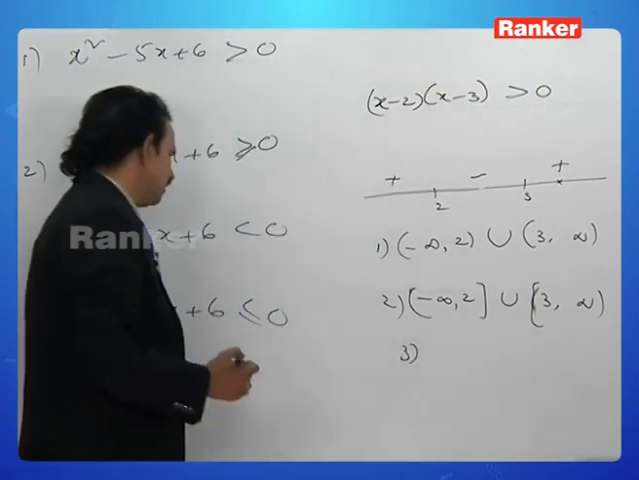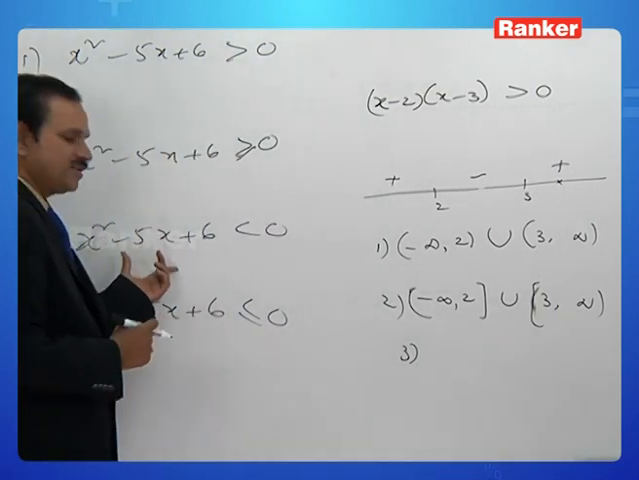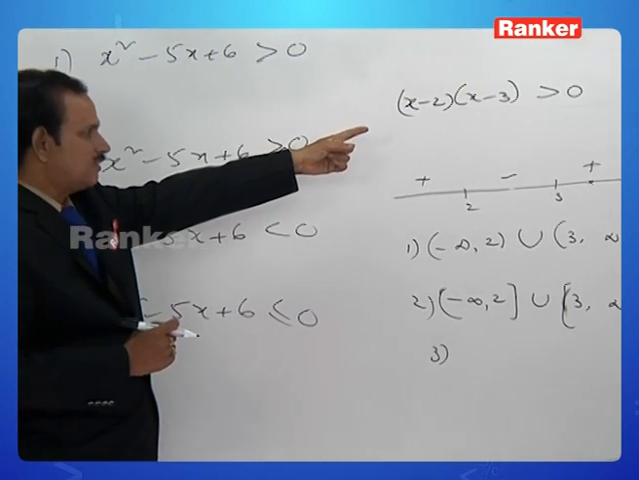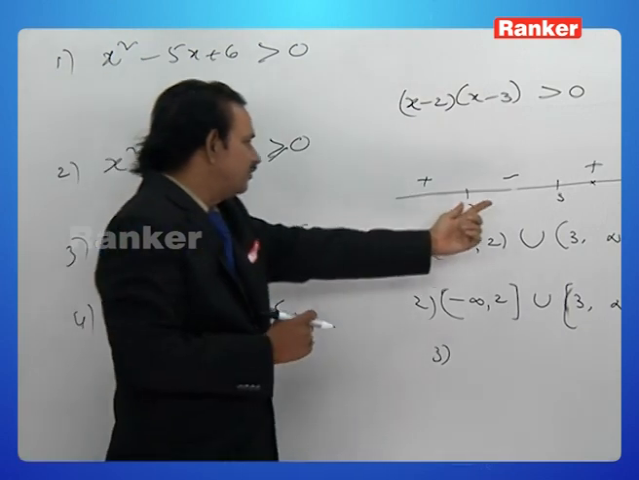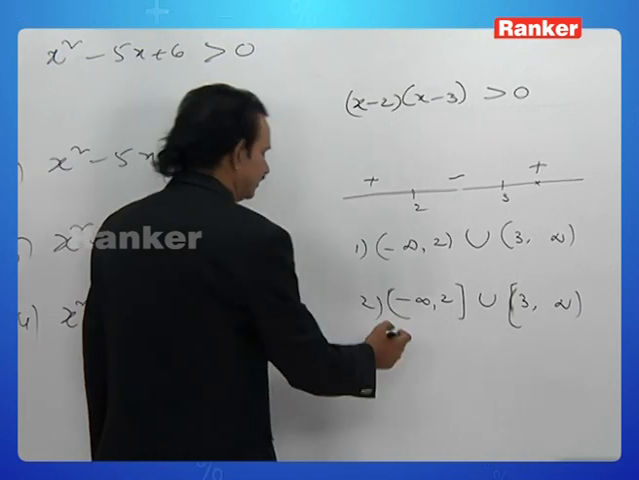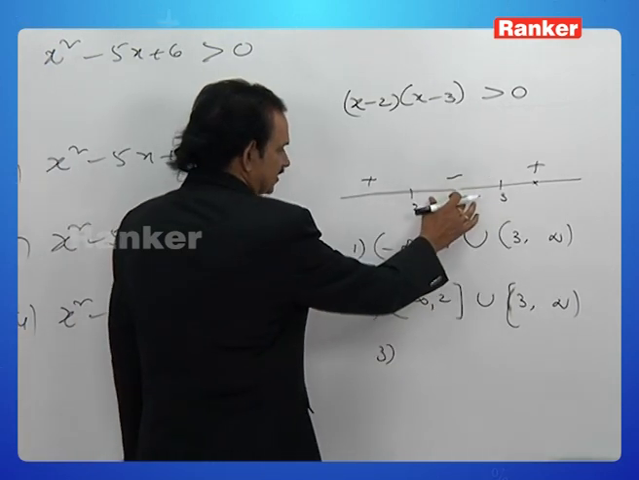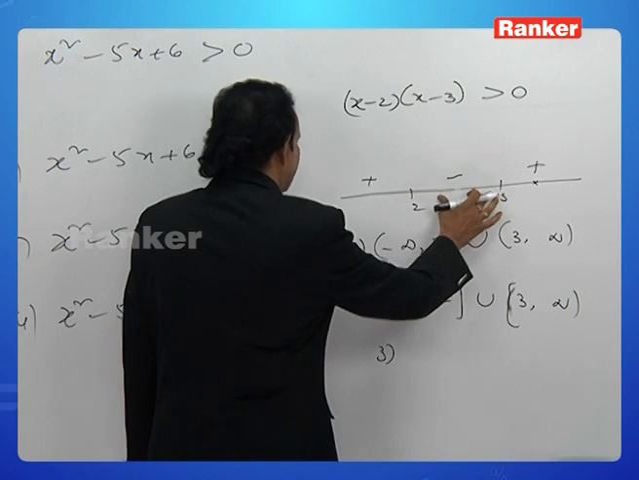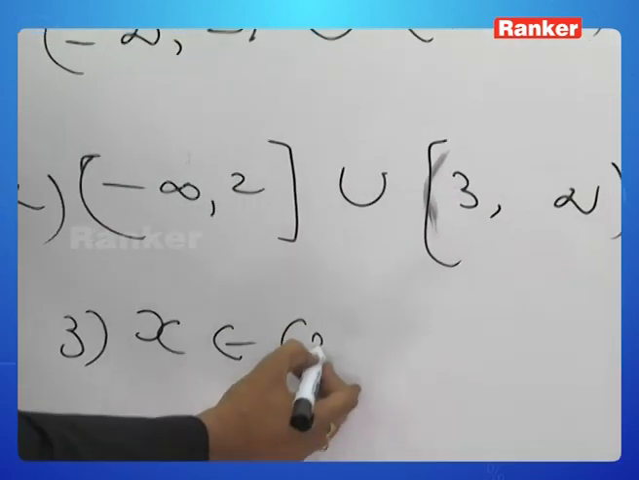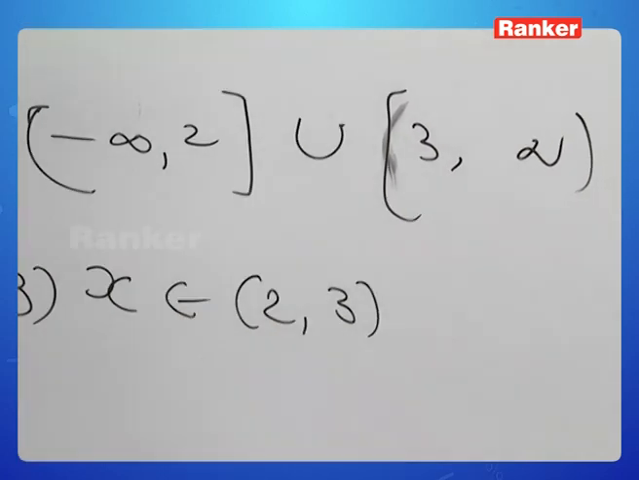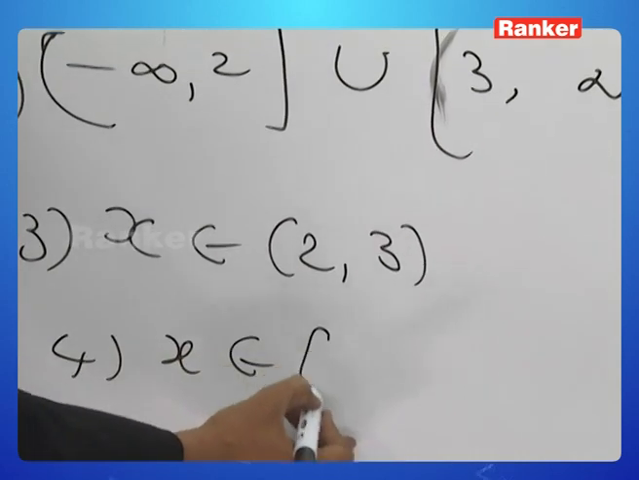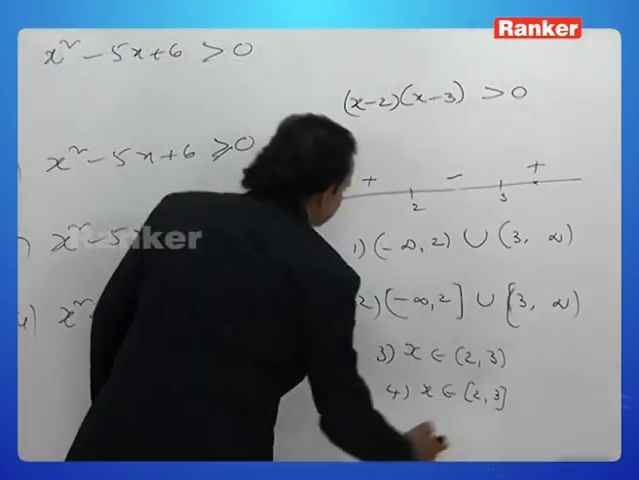Well, let me see the case with the third question. In the third question, what does he require? The expression must be less than 0. That is, x minus 2 and x minus 3 must be less than 0. Where can you have that? Between 2 and 3. Therefore, when x lies between 2 and 3, the expression is negative. Therefore, x belongs to the open interval 2 to 3. And for the last question, automatically and evidently, x should belong to the closed interval 2 to 3.